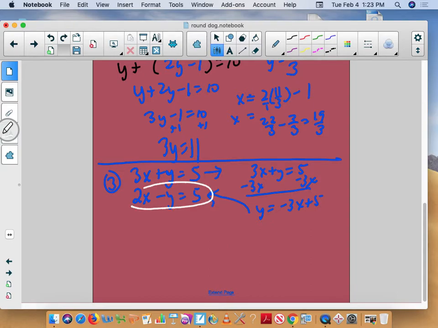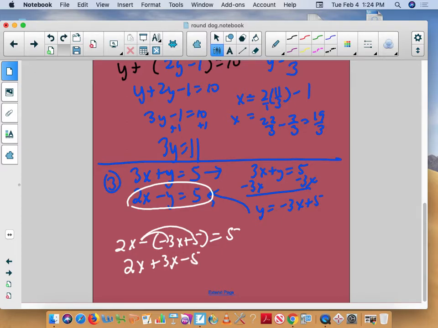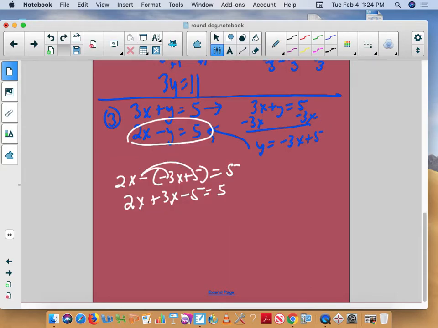When I fill into this one, I have 2x minus y equals 5. I bet if you don't put that in parentheses, you're not going to distribute. I'm going to put y is negative 3x plus 5. So this gives me 2x minus a negative is plus 3x minus 5 equals 5. That gives me 5x equals 10. I just added those and put the 5 on the other side. So what is x? x is 2.